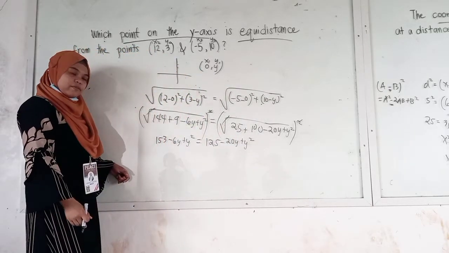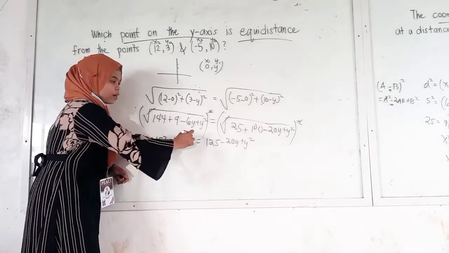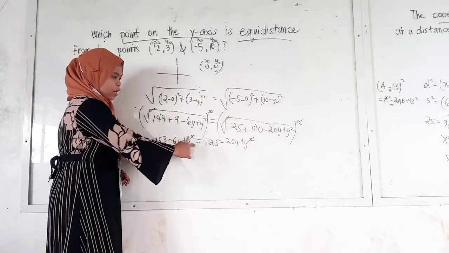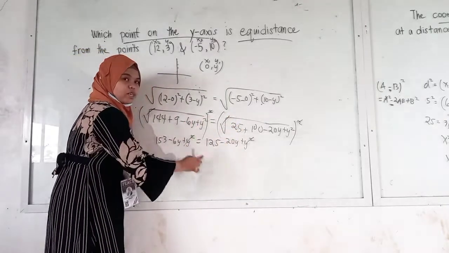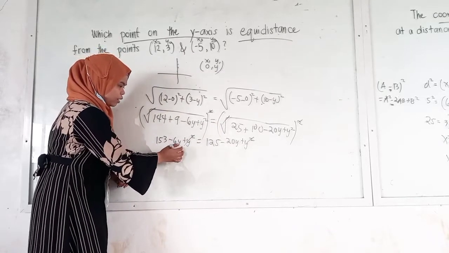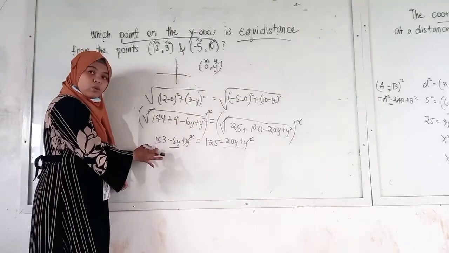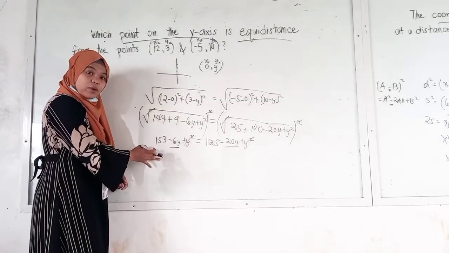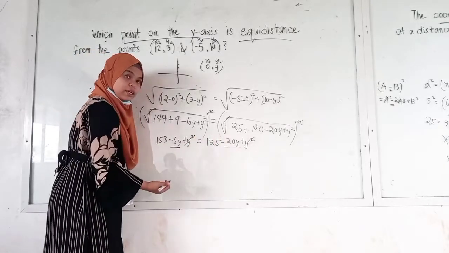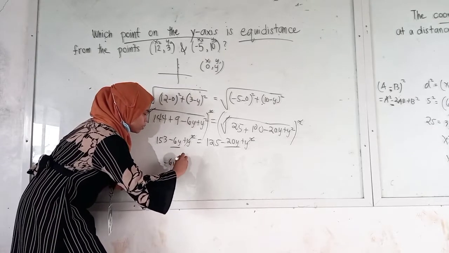So, lahat ng may variable, i-transfer natin dito sa kabila. Bakit? Kasi makakancel din naman yan. Bakit yan makakancel? Kasi kung ililipat ko to, y squared minus y squared is 0. Diba? So, ang matitira na lang ay yung mga degree 1 variable. Ibig sabihin, hindi na ito quadratic equation. We now have a linear equation. Kasi nga, nawala yung may naka-squared. Tama? So, I have negative 6y plus 20y.